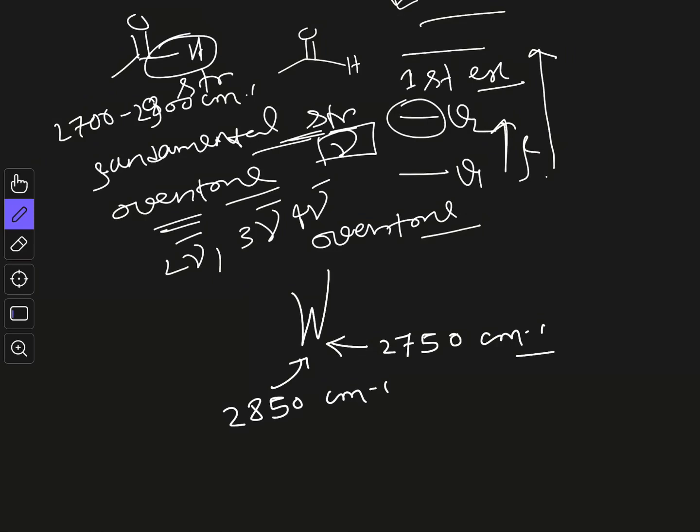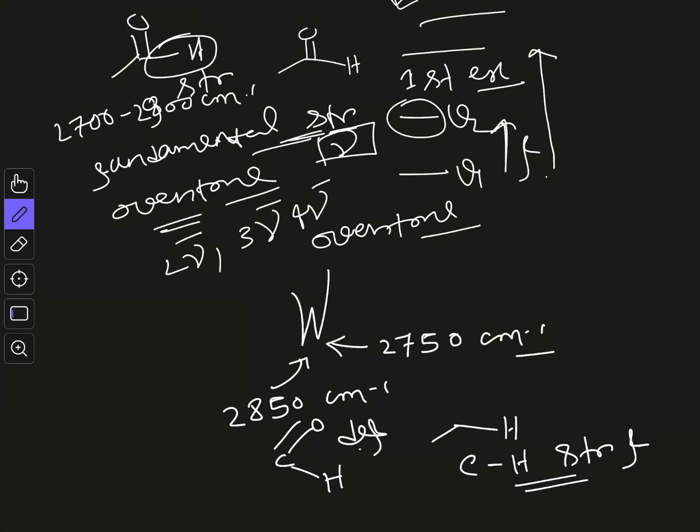What is the Fermi resonance here? So here the Fermi resonance occurs between the CH bond stretching, the CH stretching fundamental, and HCO. So in case of aldehyde, you will have an HCO group, so there will be a deformation or bending. So CHO bending will be there.